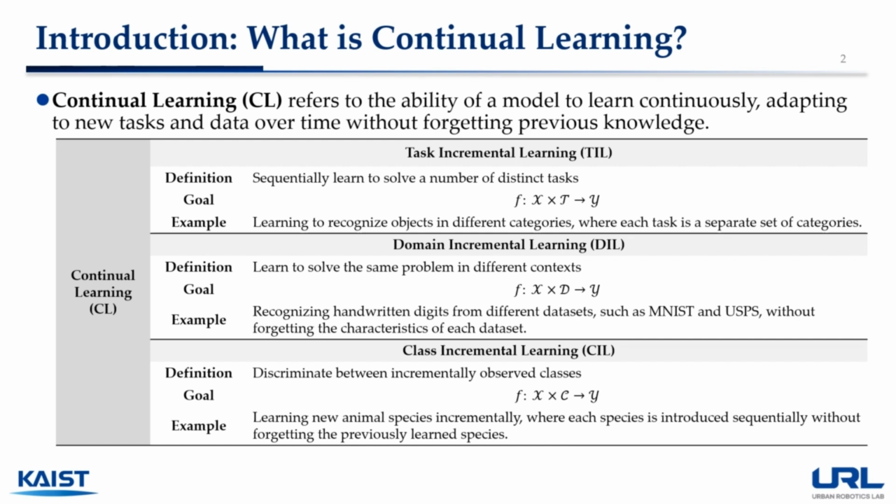Continual learning is divided into three main categories: task incremental learning, domain incremental learning, and class incremental learning. In task incremental learning, the model sequentially learns to solve a number of distinct tasks. In domain incremental learning, the model learns to solve the same problem in different domains. Lastly, class incremental learning involves discriminating between incrementally observed classes within a single unified task. The paper to be introduced today focuses on class incremental learning.